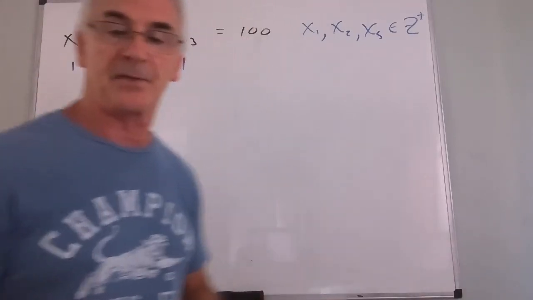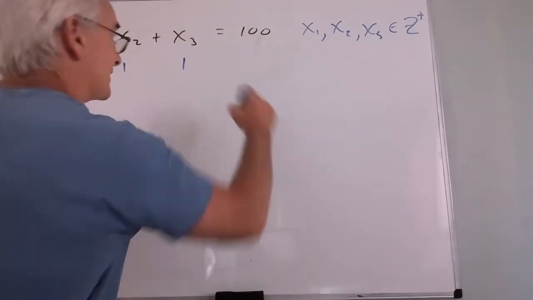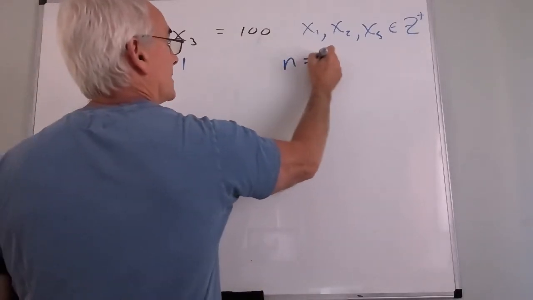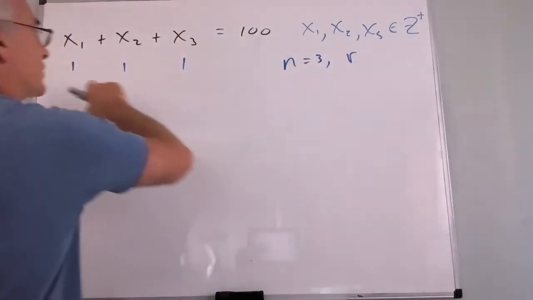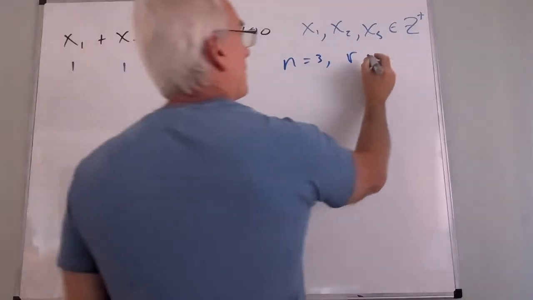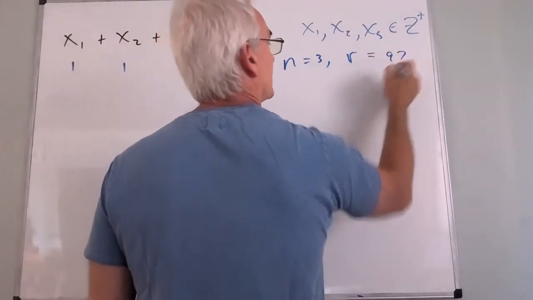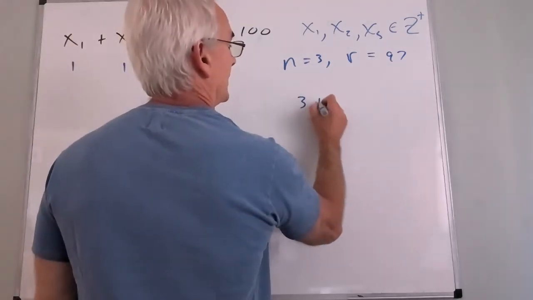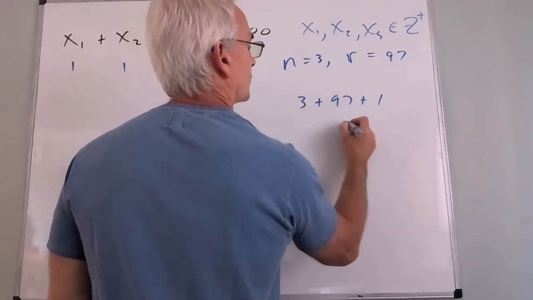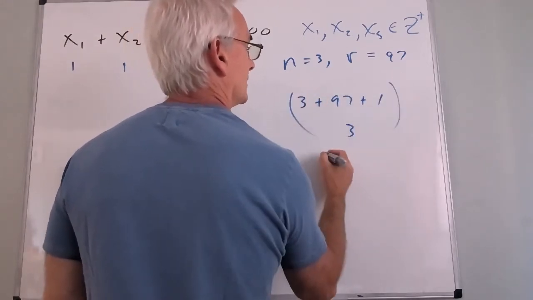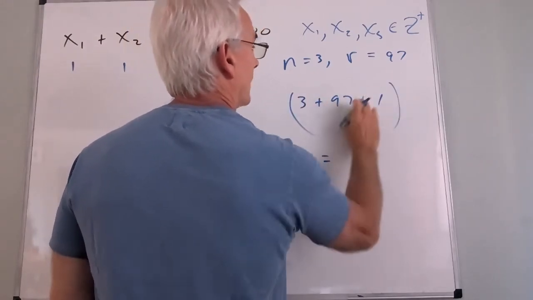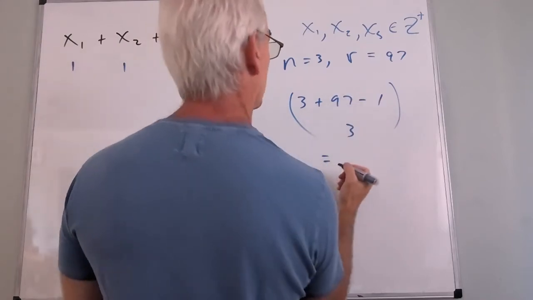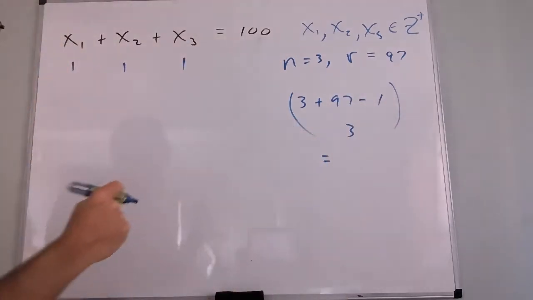So that's how many I'm going to choose from. Now, I have exactly 3 categories. My N is still 3 no matter how I look at it. But now my R, since you had to have at least one in each category, is now 97. So the answer to the question, how many positive integer solutions does this have, will be 3 plus 97 minus 1, choose 97. Did I say that right?